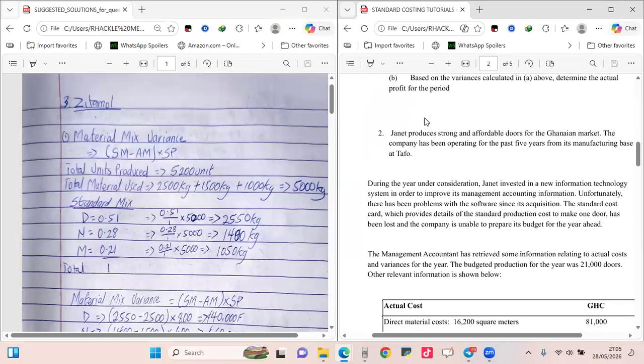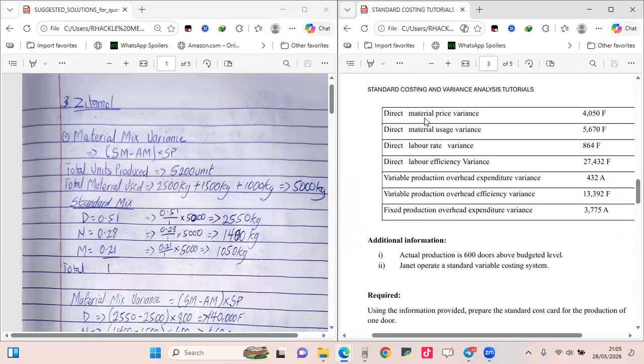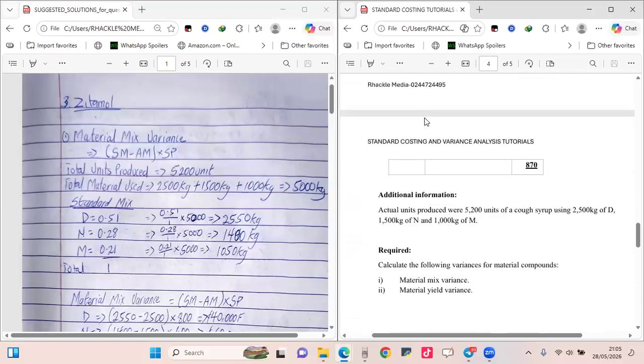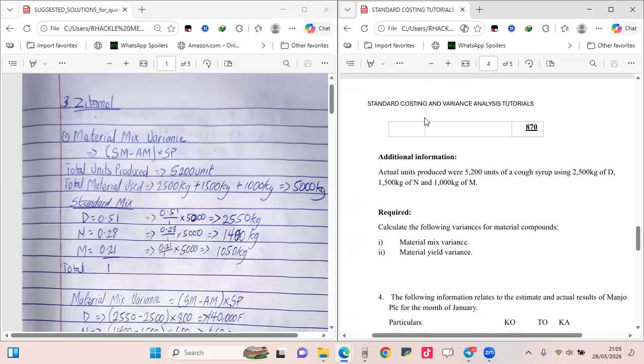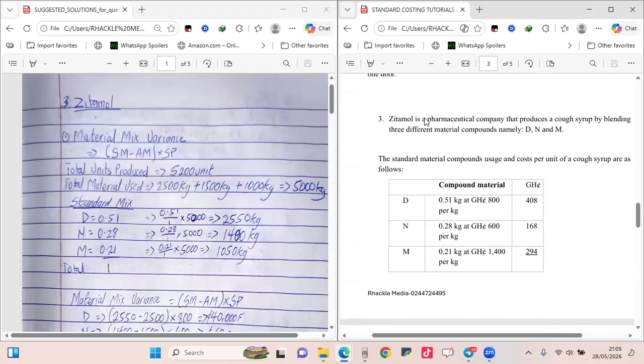Let's go and look at question 3. So question 3, let's look at the requirements. The requirement is for us to calculate material mix variance and material yield variance. All right, so let's read the question.